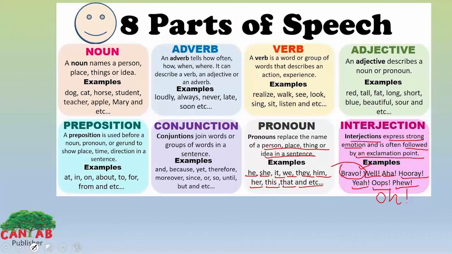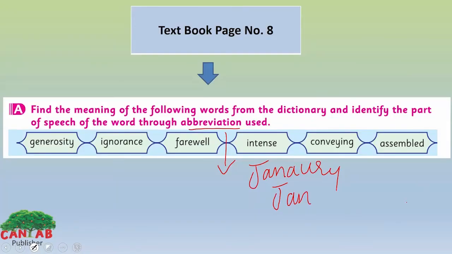It can be anything. So dear students, what you need to do is find the meaning of the following words from the dictionary and identify the parts of speech of the words through the abbreviation used. You need to find whether these words are noun, verb, adverb, adjective, preposition, conjunction, or interjection. How will you find these words in a thesaurus, in abbreviation form?